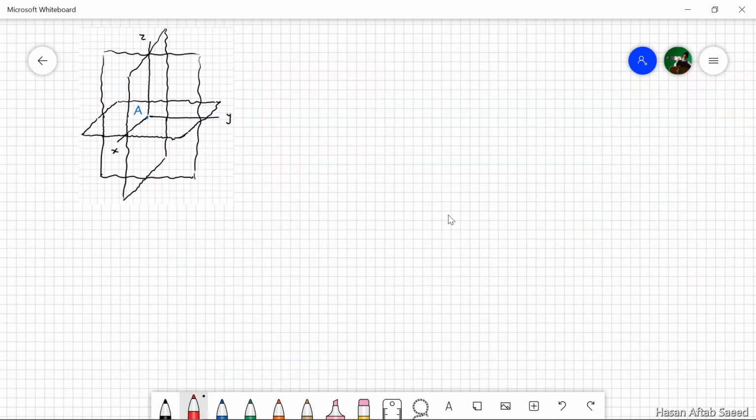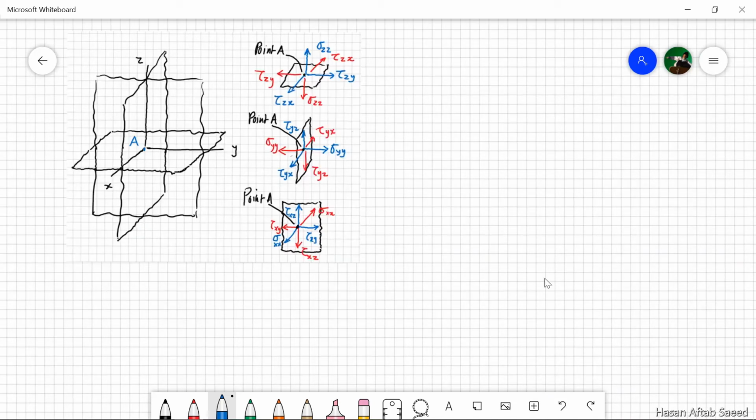Let us take 3 mutually perpendicular interfaces so that point A lies on all 3. Recalling our convention about the subscripts, where the first subscript indicates the direction of the outward normal to the interface, and the second subscript gives the direction of the stress component, we get for the three orthogonal interfaces these 9 stress components. The components in blue indicate the stress components on positive interfaces, that is, with outward normal in the direction of the positive axis, and the stress components in red on the negative interfaces.